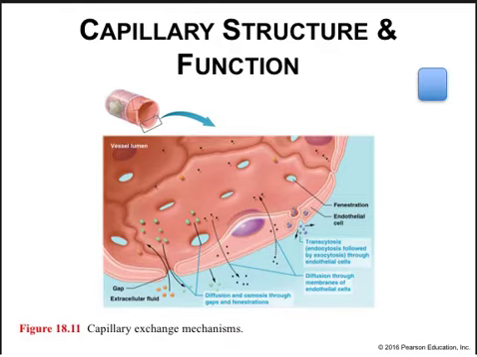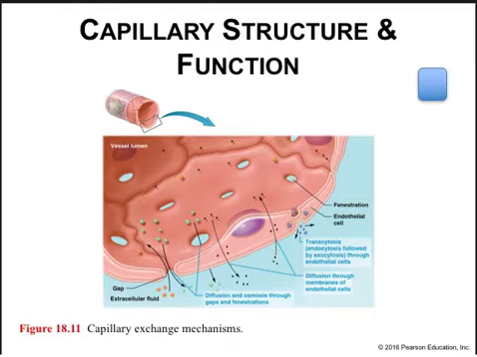If we look at diffusion and osmosis, this occurs through gaps and pores. Some capillaries have tiny pores within their endothelial cells known as fenestrations. The result is that water as well as small substances like monosaccharides and amino acids that are dissolved in water are able to move freely through these pores as long as there's a gradient driving them.